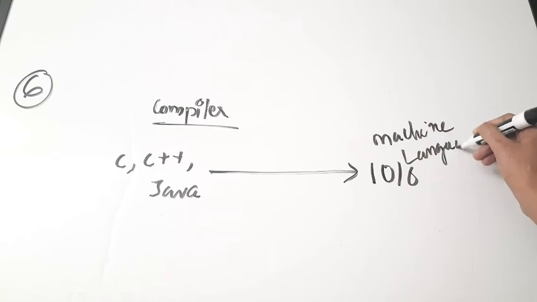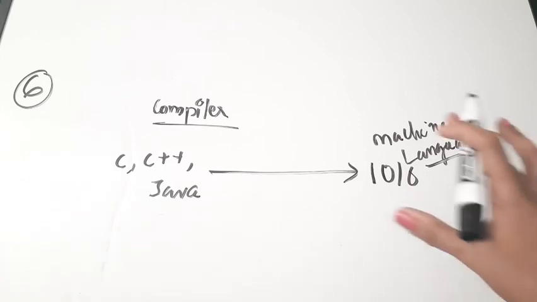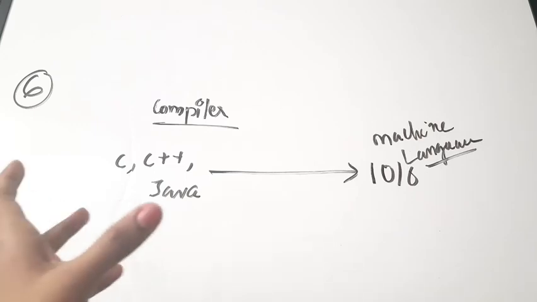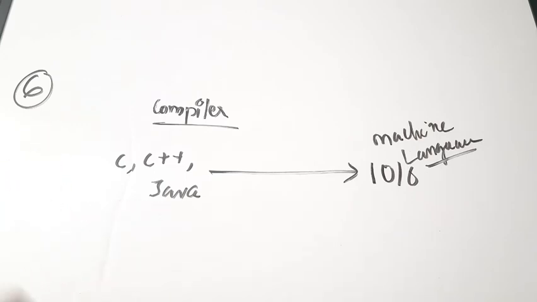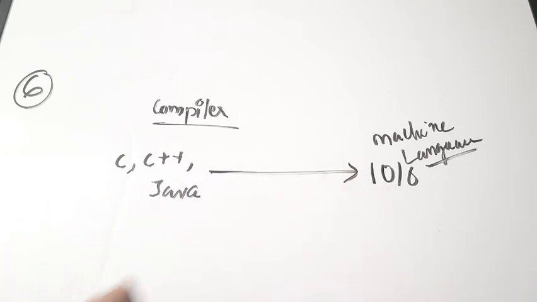Earlier, we used to code in this language, right? But now we are coding in more user-friendly, human-understandable languages like C, C++, Java. These are called higher-end languages or higher-level programming languages. But the processor, which is going to process all these things, does not understand this exact version of language. So we have to convert this from human-understandable form to machine-understandable form.